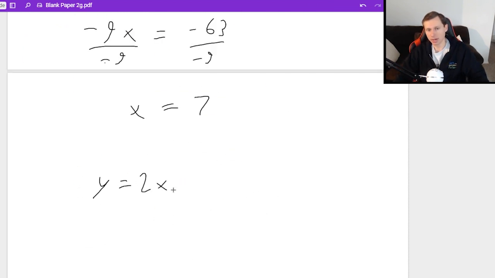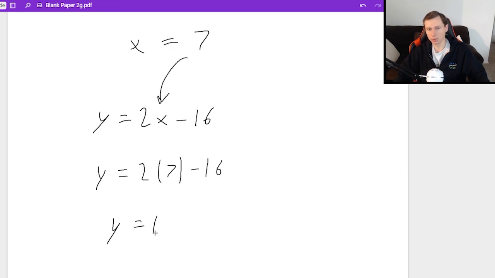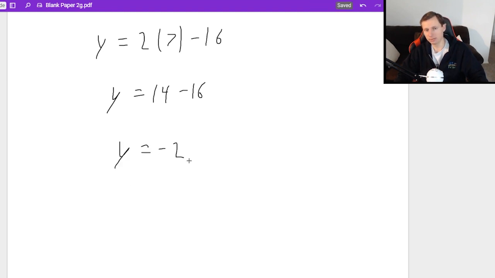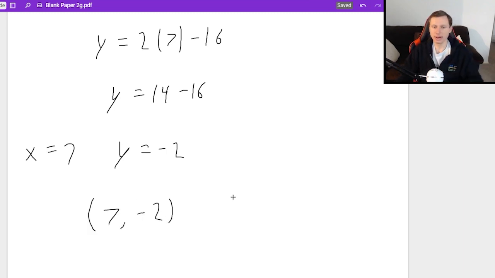y equals 2x minus 16. I'm plugging in the 7 for that x right there. So y equals 2 times 7 minus 16. y equals 14 minus 16. And then y will equal negative 2. So the solution is x equals 7, y equals negative 2, or as a coordinate point, 7 comma negative 2. There we go, easy peasy.